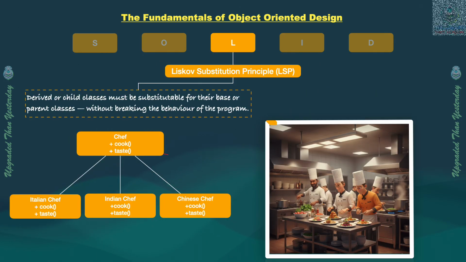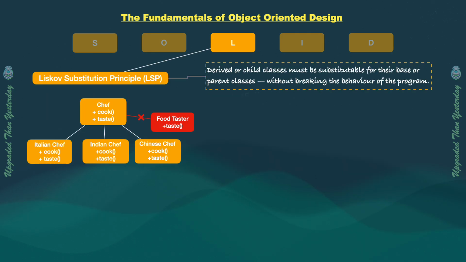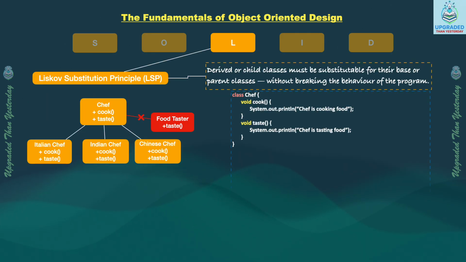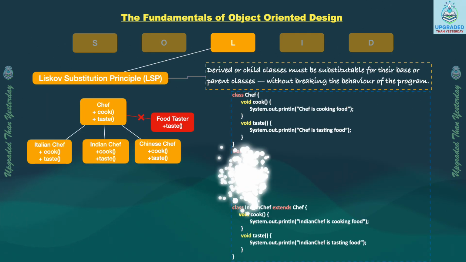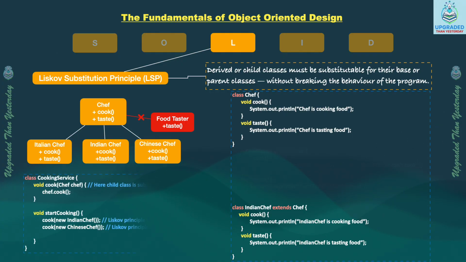Now, let's see what is the problem with this code. Suppose there is a food tester who is a type of chef but never does cooking. He does only tasting of the cooked food. Here, the food tester does only testing of cooked food. But we could see the class has overridden both the methods of chef class.